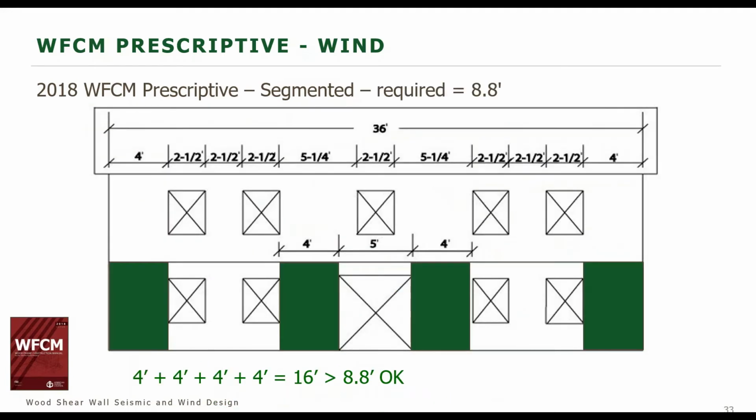So in this design, for the sake of simplicity, we could have used 3 panels and just had one on either side of the door, but for the sake of symmetry and ease of construction, for this example, we've specified 4 full height panels that are all 4 feet wide and 8 feet long, so they meet that 2-to-1 aspect ratio requirement. So we're providing 16 feet of full height sheathing, so we're good. We meet that 8.8.